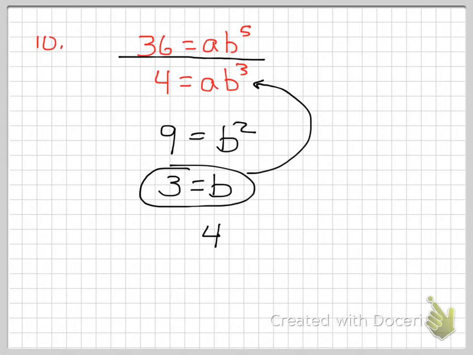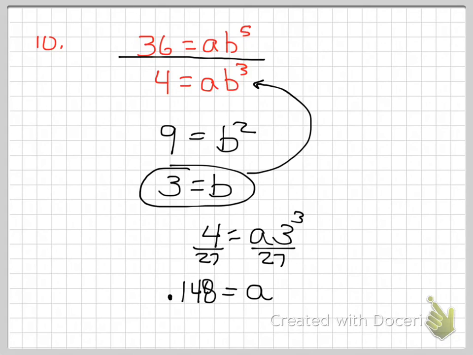So 4 is equal to a times 3 to the 3rd power, which happens to be 27. Divide each side by 27. Looks like our a value is going to turn out to be 4/27, or if you change that into a decimal, it's 0.148. So the equation, y is equal to, oh, we didn't even have to write an equation, I apologize. We just needed the a and the b value. And that is it for the skill check.